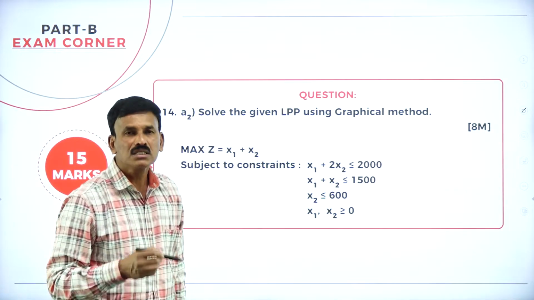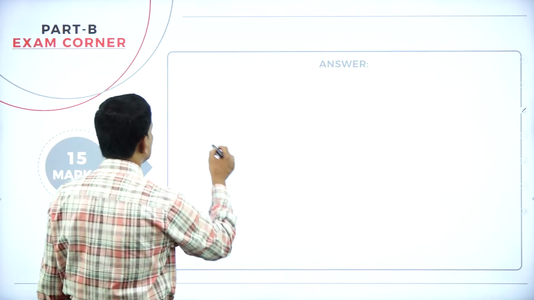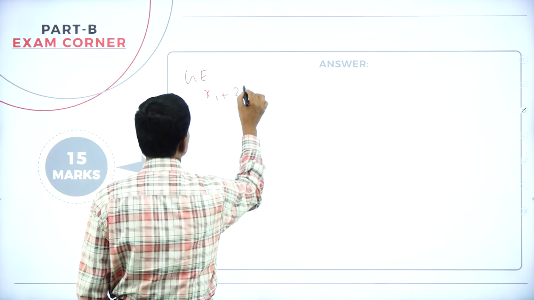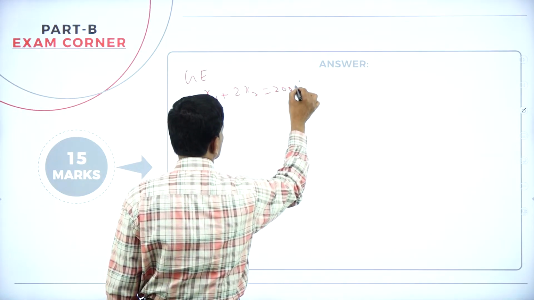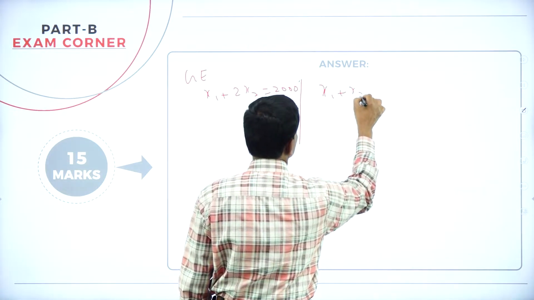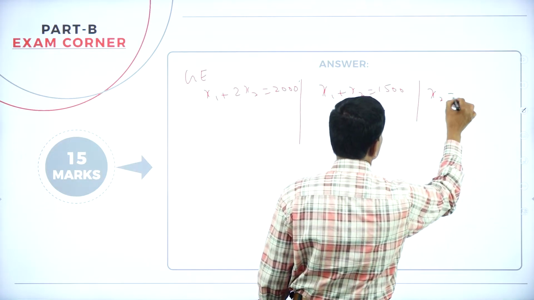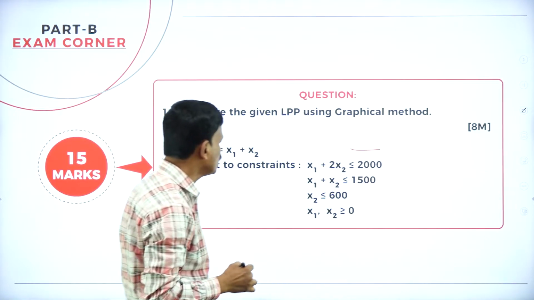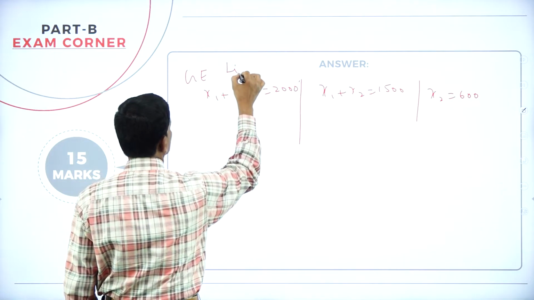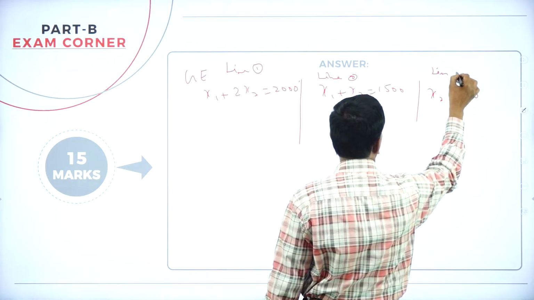Now let us convert the inequalities into equalities first. The given equations are x1 plus 2x2 is equal to 2000, another one is x1 plus x2 is equal to 1500, and another one is x2 is equal to 600. These are the values given. So we convert these inequalities into equalities. This is line 1, the second is line 2, and the third is line 3.